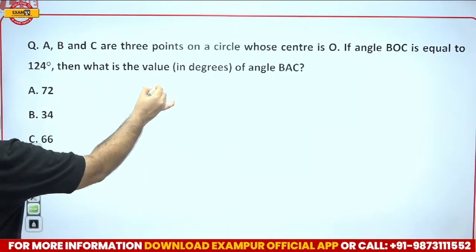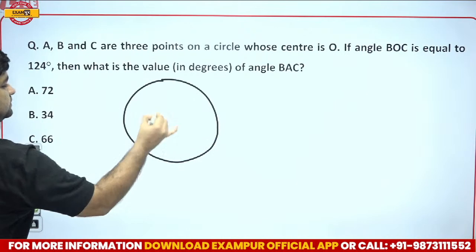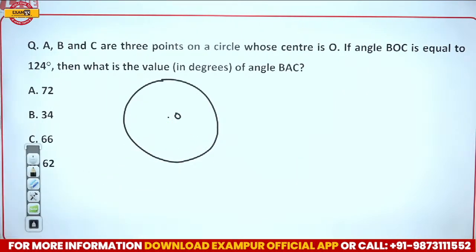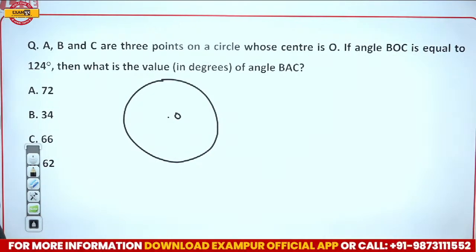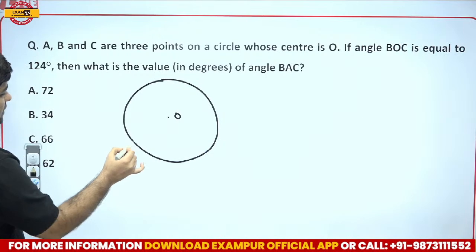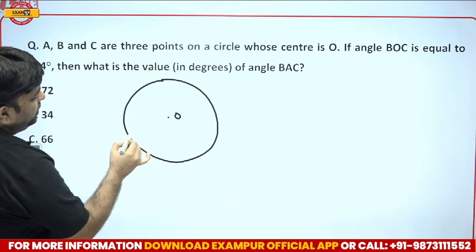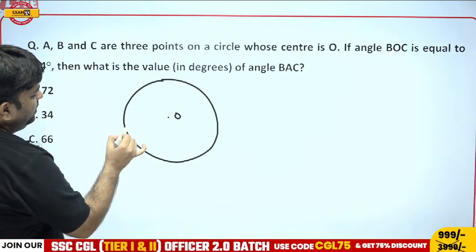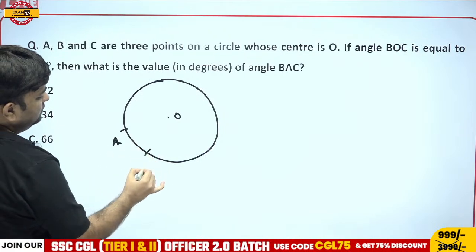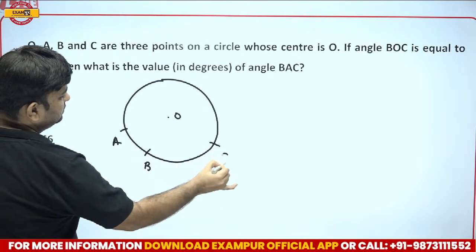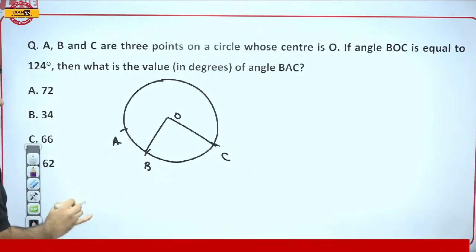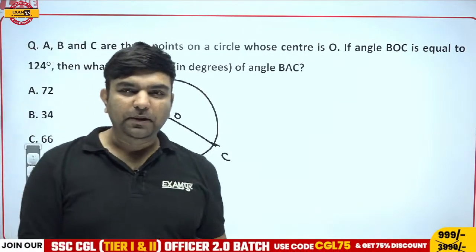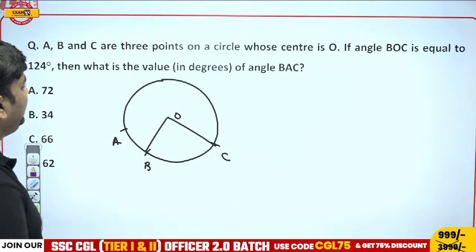A, B, C are the 3 points on the circle whose center is O. Angle BOC is given as 124.